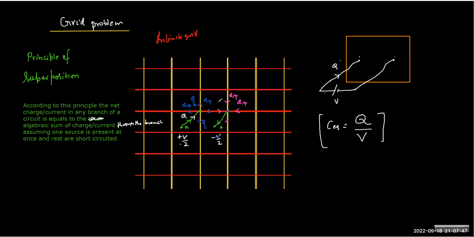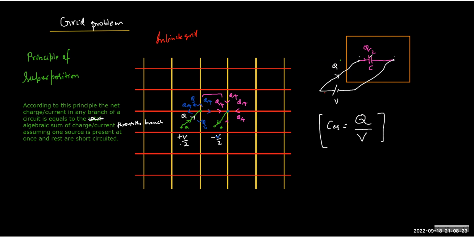So if I only look at one of the sources at once, I can clearly see the net charge through the desirable branch. And by the principle of superposition, what is the total charge through the branch? You can see it's Q/2. So now we know, no matter what, the charge that will flow from here to here is Q/2.